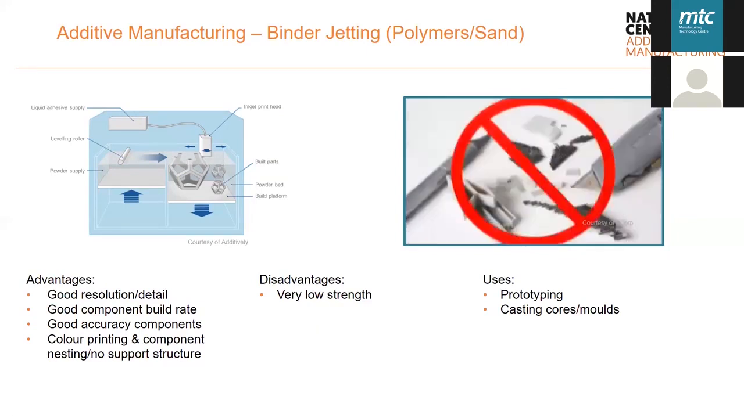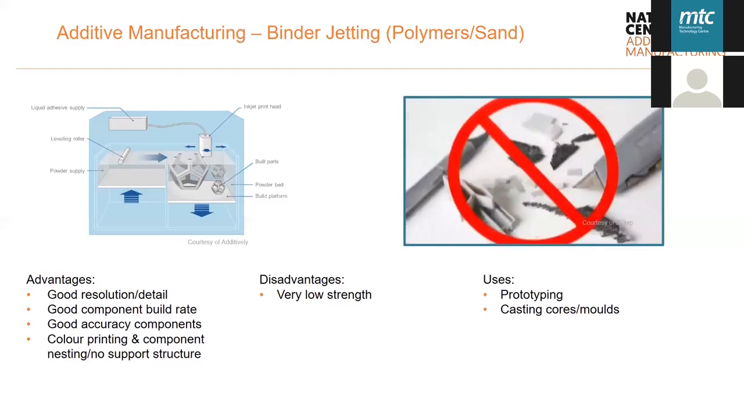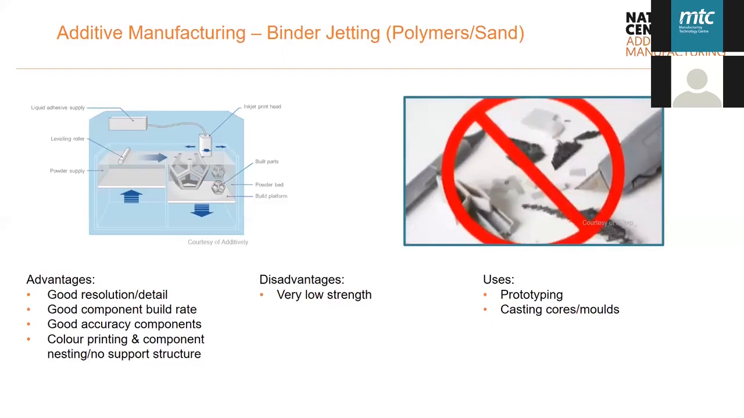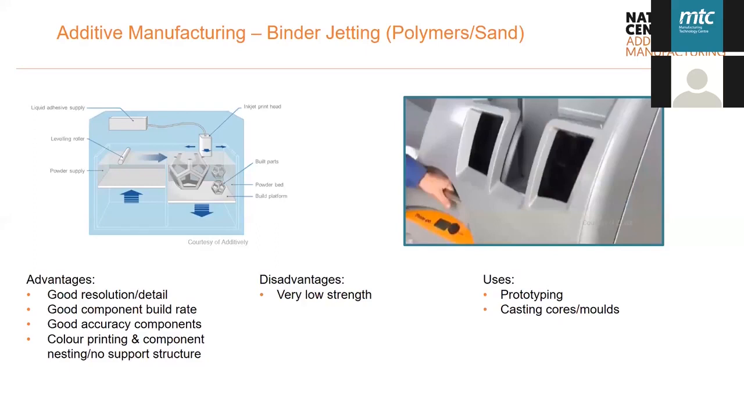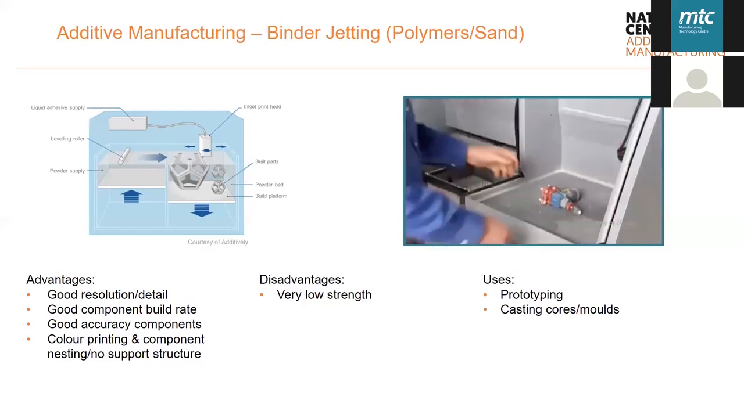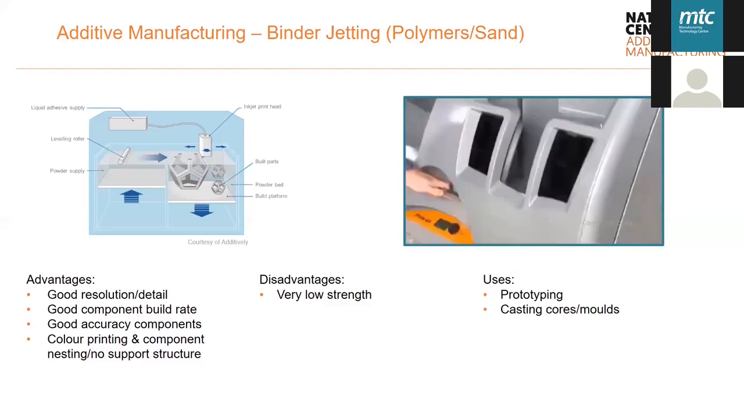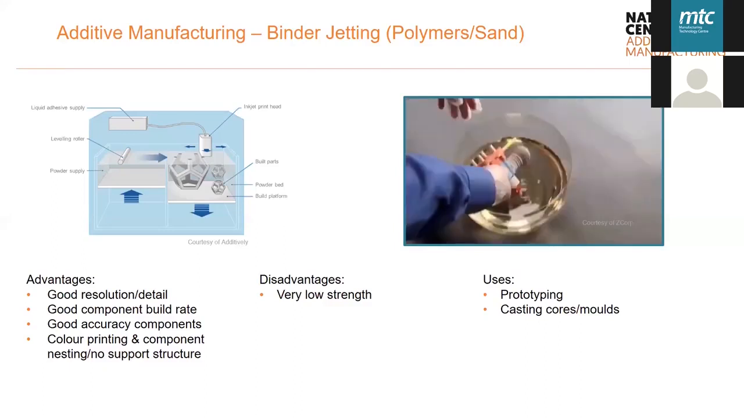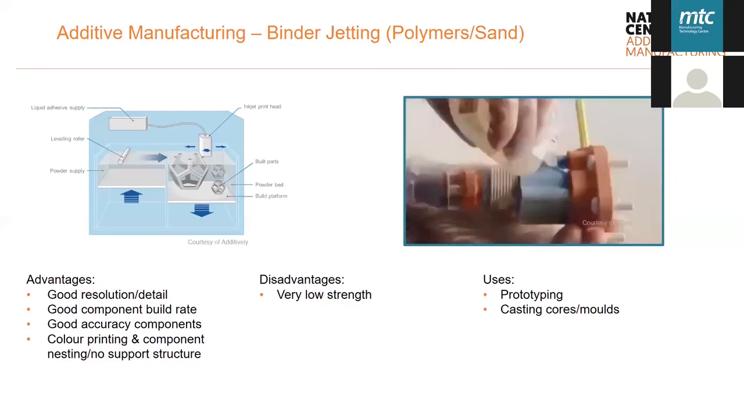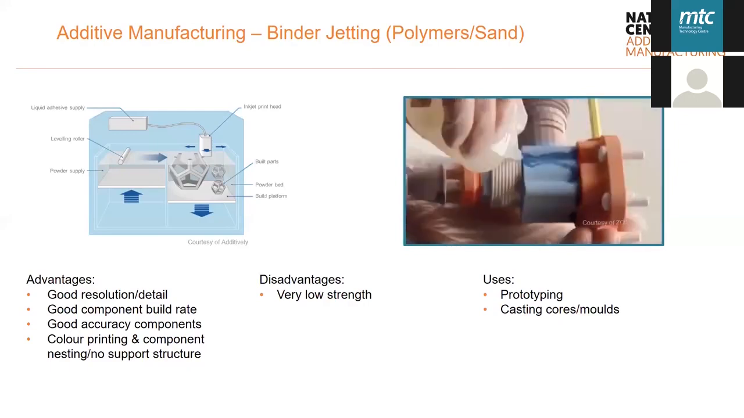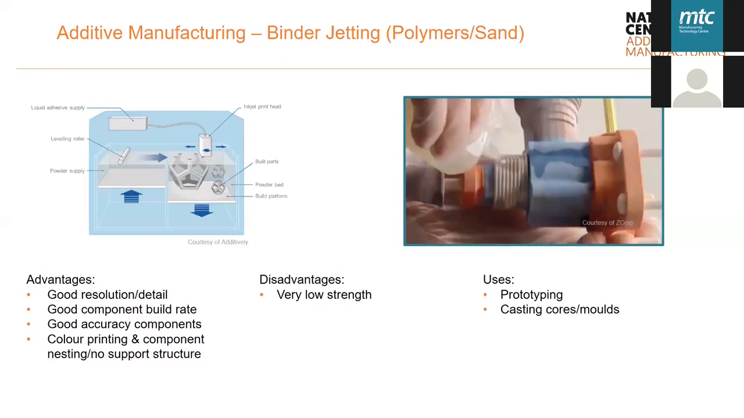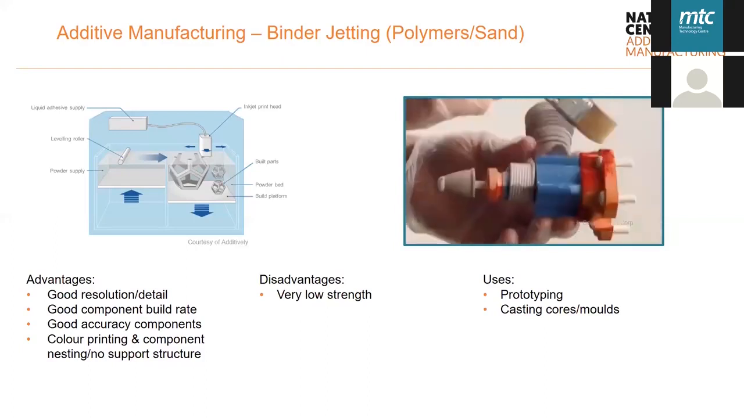There's also fairly good accuracy with components, and you can print in color as well with the polymer systems. And like I mentioned previously, you can nest your components, and no support structures are required. Some disadvantages are very low strength for some of these components, as they're only very loosely held together. And yeah, some use cases are prototyping with the polymer. However, you can also manufacture casting cores and molds using sand, and that's been quite prevalent within the casting industry.